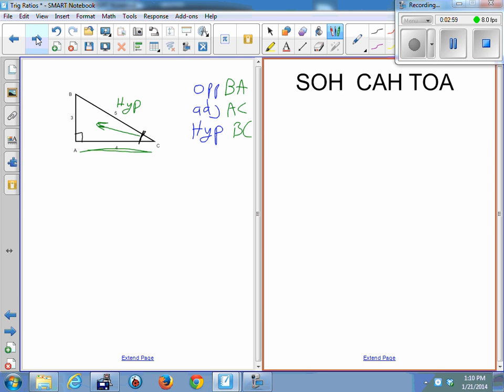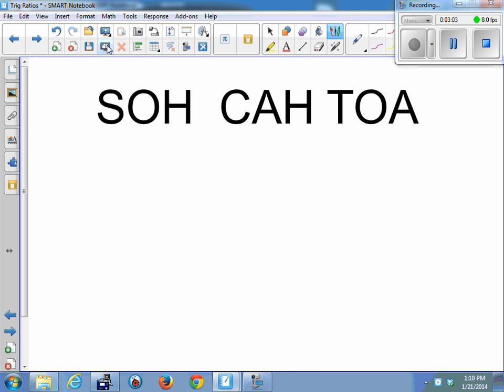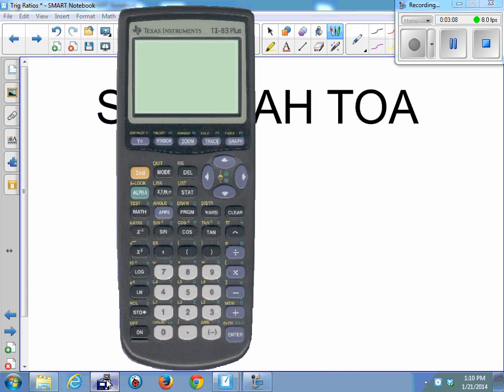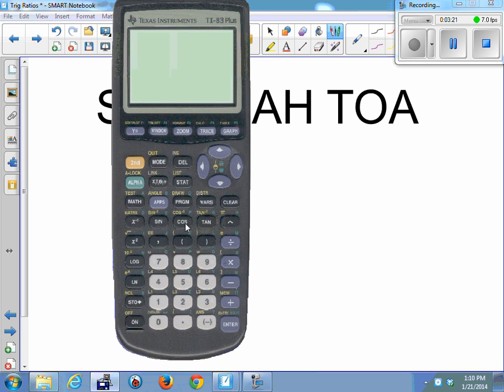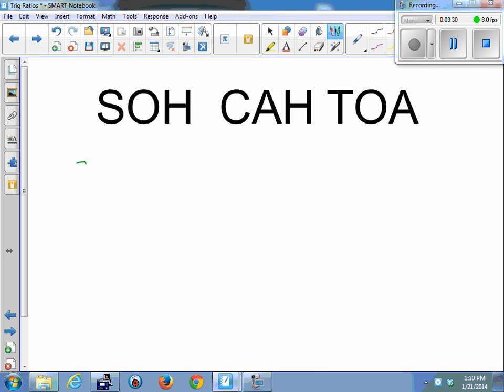Alright, so now we're going to use what's called SOHCAHTOA. These stand for different things. If you get your calculators out, we're going to use what's called sine, cosine, and tangent. If you look here at tangent, cosine, and sine, those are the three buttons that we are going to use. We're just going to be setting them up today so it's not too confusing. All right, but here we go.